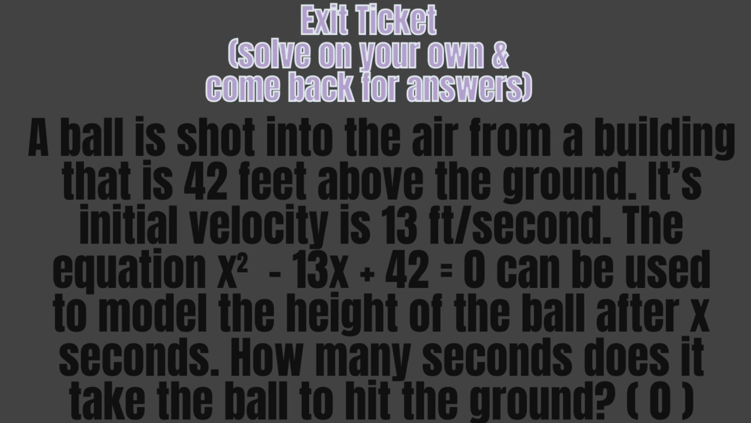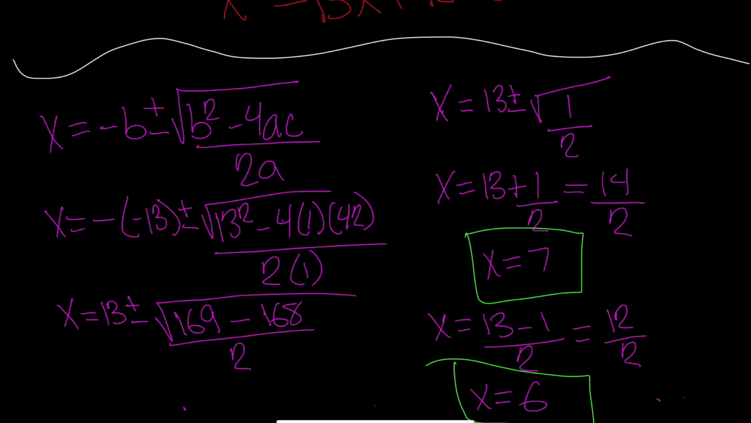The equation x squared minus 13x plus 42 equals 0 can be used to model the height of the ball after x seconds. How many seconds does it take the ball to hit the ground, which is 0 feet? Pause this video and come back for the solutions. The way I solved this equation is shown in the picture, and the solutions are x equals 7 and x equals 6.